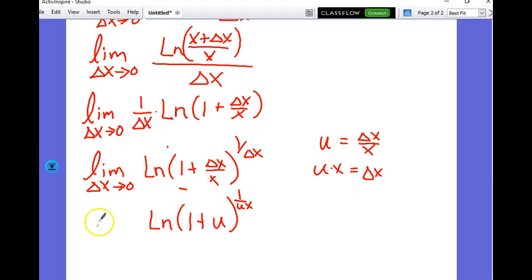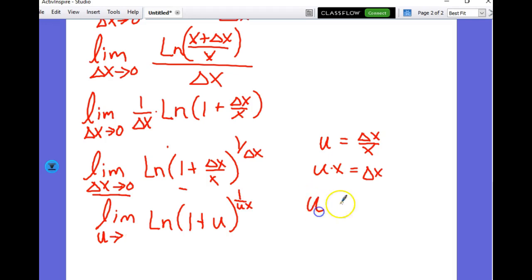But as we did in the background as well, I don't want delta x here anymore, right? We need to figure out what u is approaching as delta x is approaching 0, because I need u to be approaching something if I'm going to be redefining everything in terms of u. So let's go ahead and figure that out.